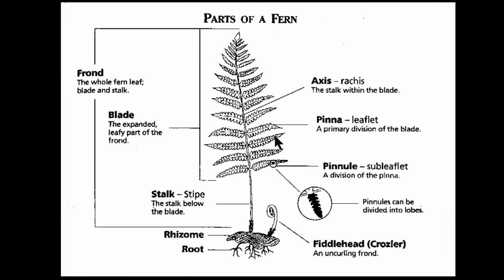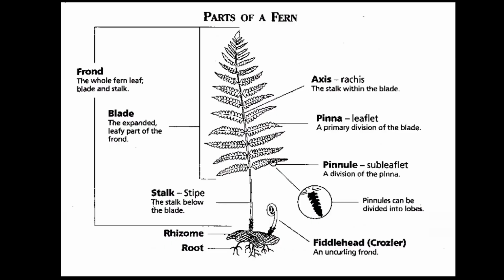The sterile fronds, all they're really supposed to do is convert sunlight to food. And sometimes they'll almost lie on the ground facing the sky because that gets the most light.